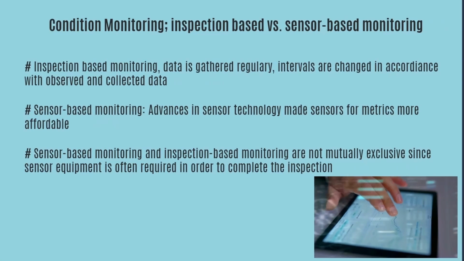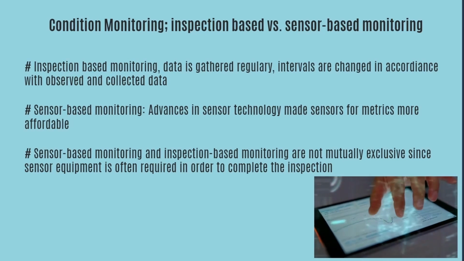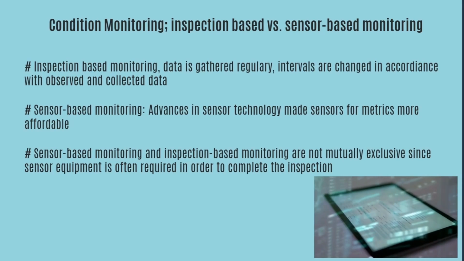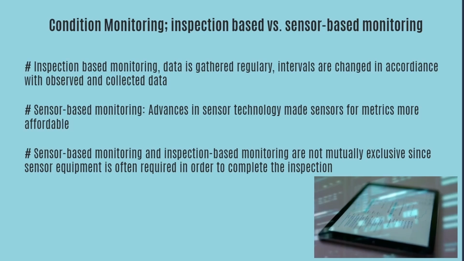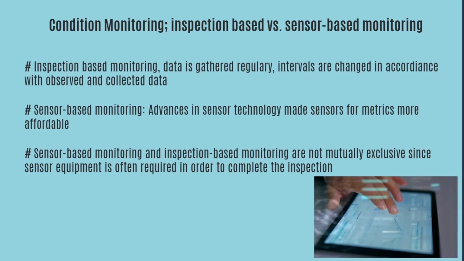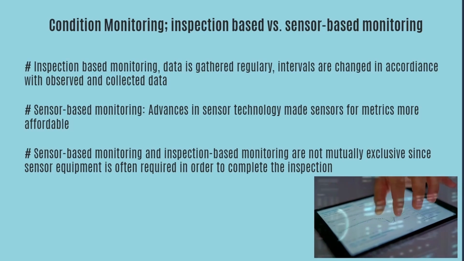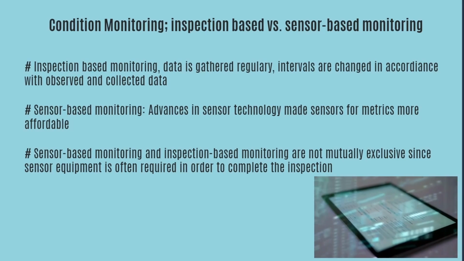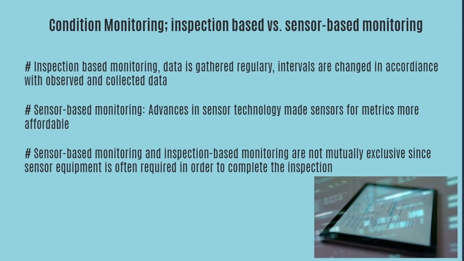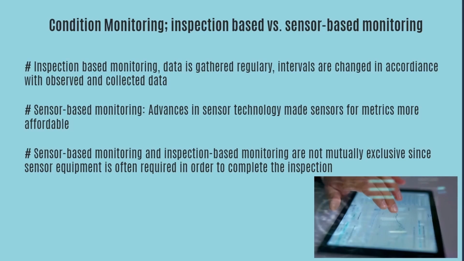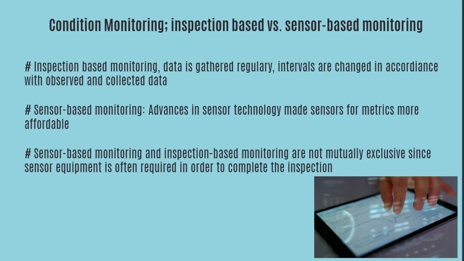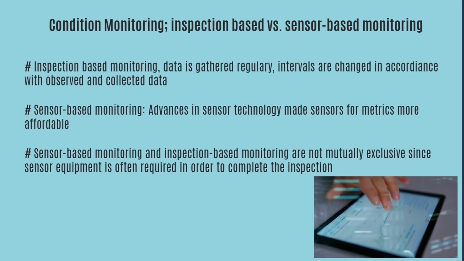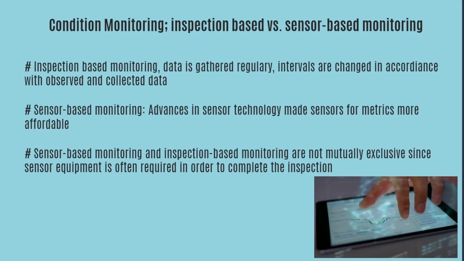How can data be gathered within condition monitoring? First and foremost, inspection-based monitoring is the strategy that receives the least attention when it comes to monitoring a machine's status and collecting important data. With inspection-based monitoring, data is gathered at regular intervals. The intervals are changed in accordance with observed and collected data on the present and projected conditional state of a machine or component.